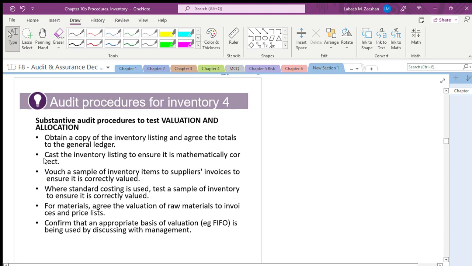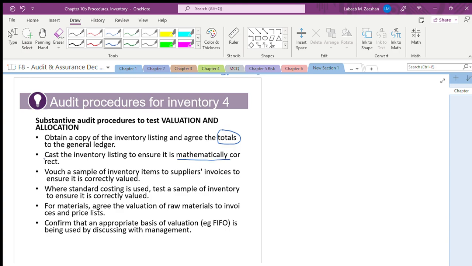In terms of valuation, obtain an inventory listing and agree to the totals. We are talking about accuracy. Cast means you have to list it down again to ensure mathematical correctness. Don't get confused: cast is nothing but totaling. Cast the inventory listing to ensure that it is mathematically correct.